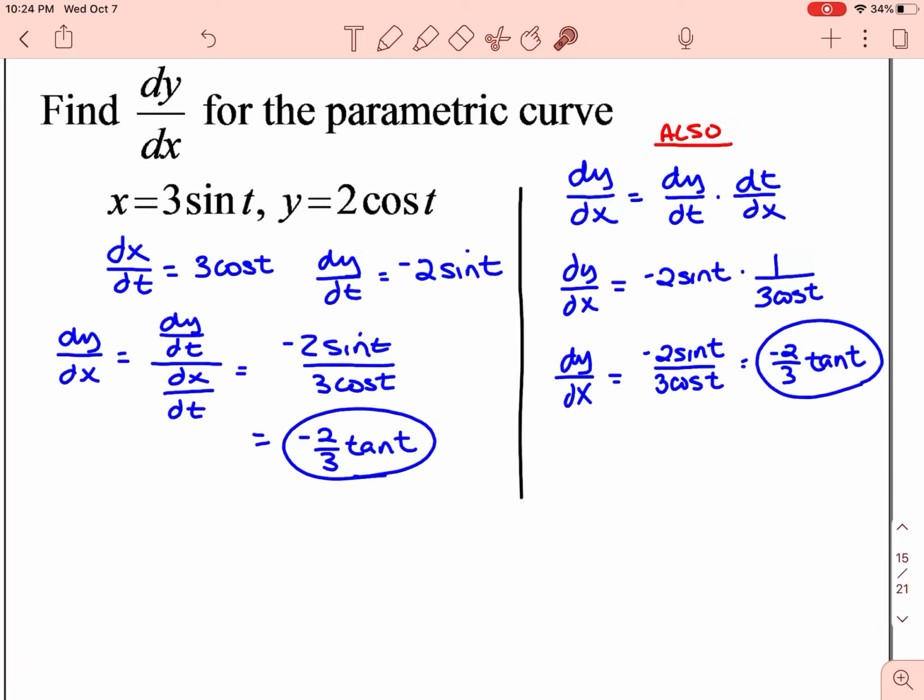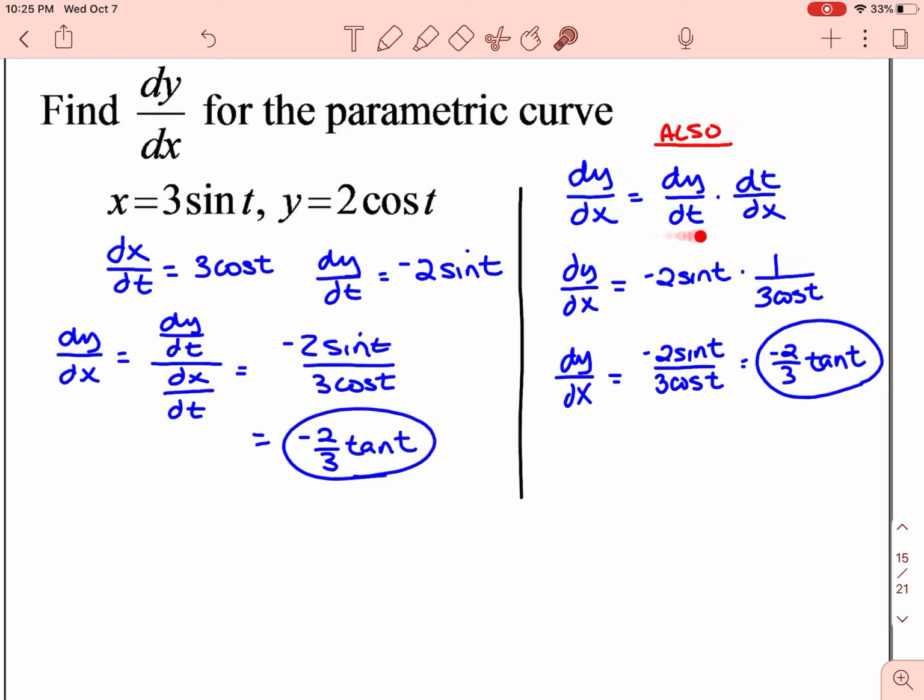We want to find dy/dx for the parametric curve x equals 3 sine of t, y equals 2 cosine of t. We know that dx/dt, the derivative of x with respect to t, is going to be 3 cosine of t. The derivative of y with respect to t is simply going to be 2 times negative sine t, or negative 2 times the sine of t. So dy/dx is going to be dy/dt, which is negative 2 sine t, over dx/dt, which is 3 cosine of t, which is negative 2/3 the tangent of t, because sine t over cosine t equals the tangent of t.